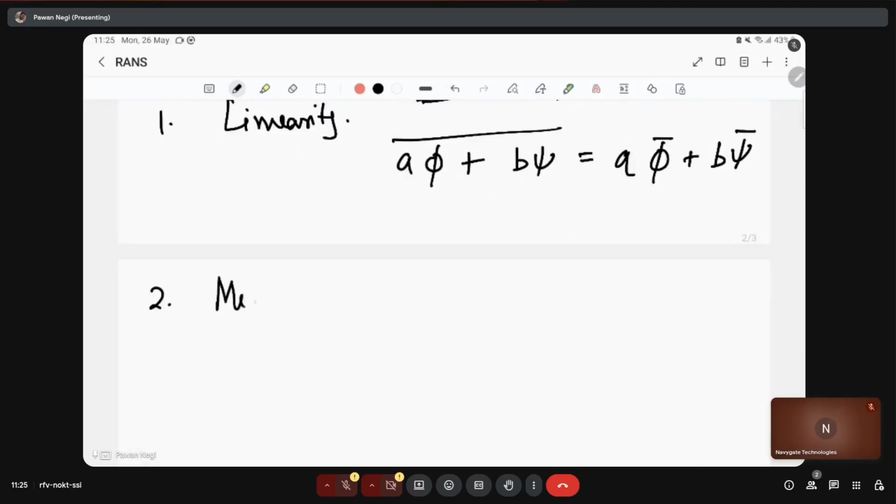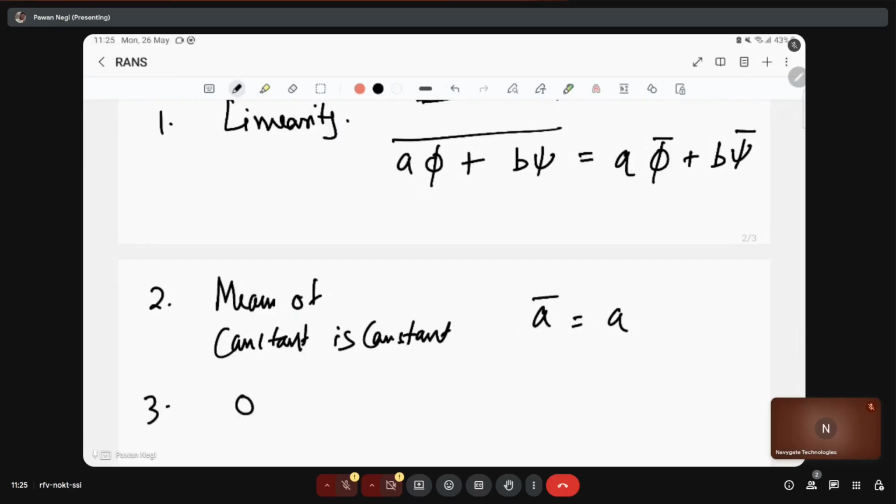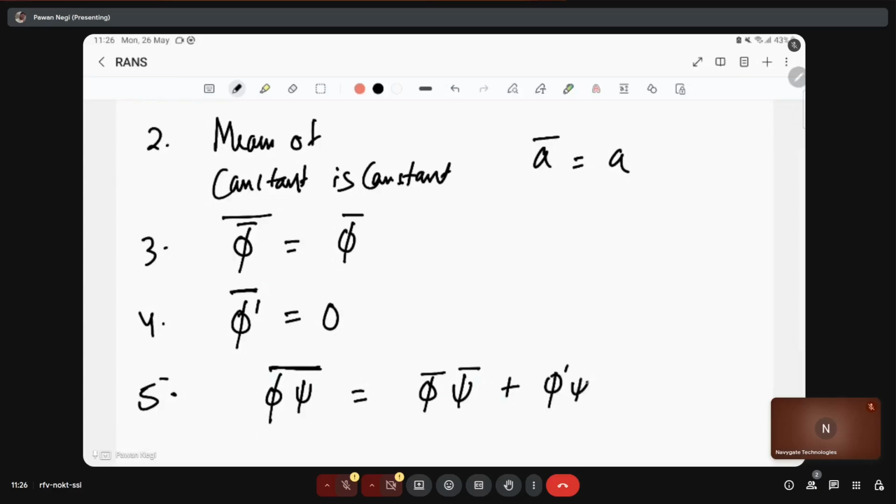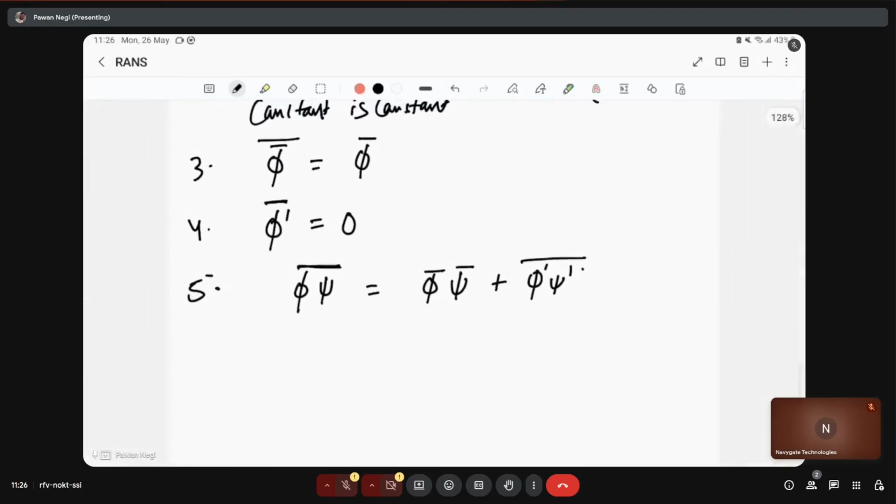Secondly, the mean of a constant is constant. That means if we take an averaging of a constant, we'll get this constant back. Number 3 is if we apply this Reynolds averaging operator on an average quantity, we'll get this average quantity back. Number 4 is very important, which is if we apply averaging over a fluctuation, we'll always get 0. And number 5 is something that we will also derive, that if we apply this averaging over a product of two flow variables, then we'll get the product of the averages plus the average of the product of these fluctuations. So let's see how we can apply these properties.